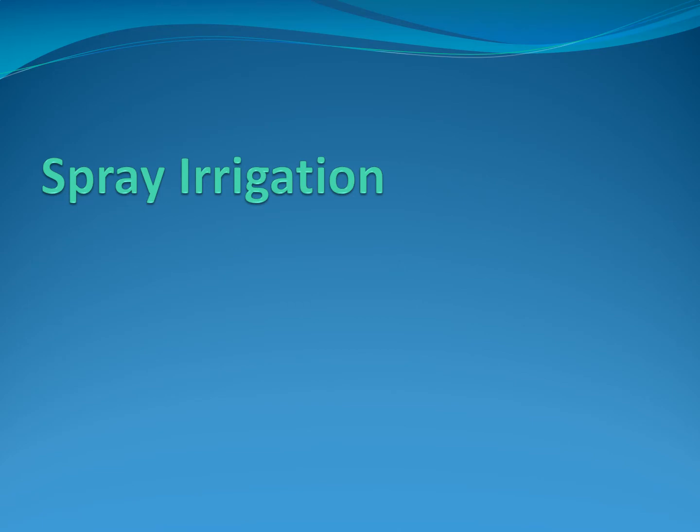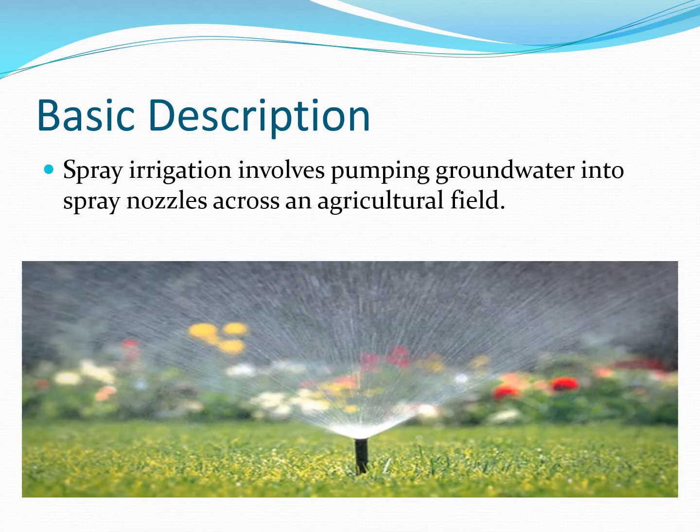All right, spray irrigation. This is one you're definitely familiar with. Just think sprinklers, right? So you're spraying water onto the crops. I thought this was a good picture because you're all familiar with these, right? You've seen them at school or maybe at your home. On the APES standards, they said spray irrigation involves pumping groundwater. I think here in the valley, it may not always be groundwater, but nonetheless, they said it involves pumping groundwater into spray nozzles across an agricultural field. So it's just using sprinklers, basically.